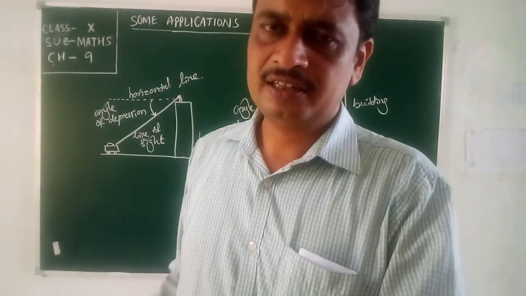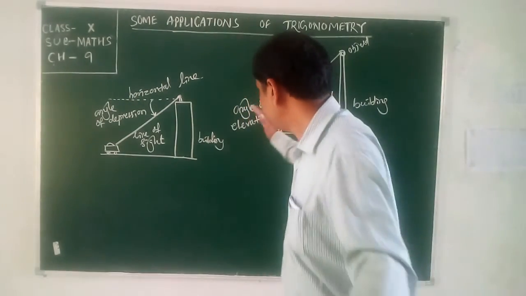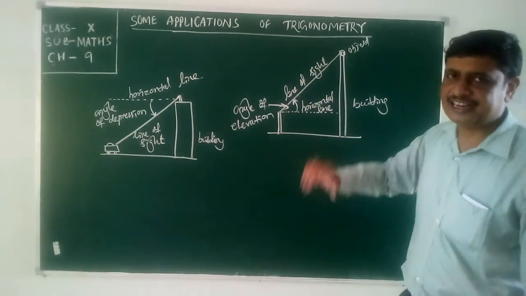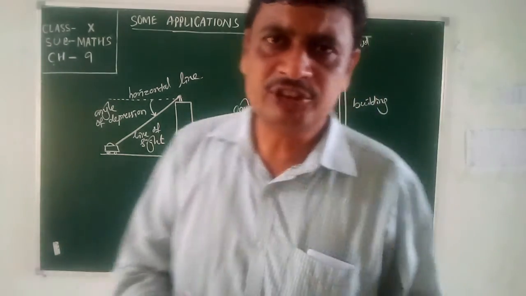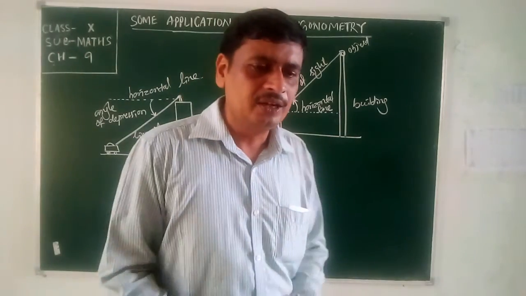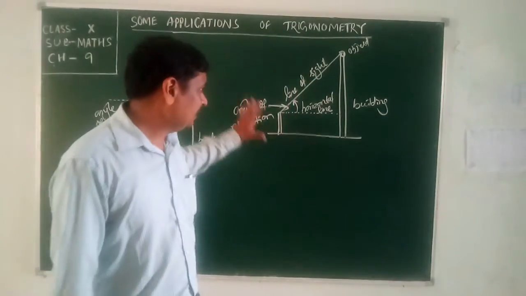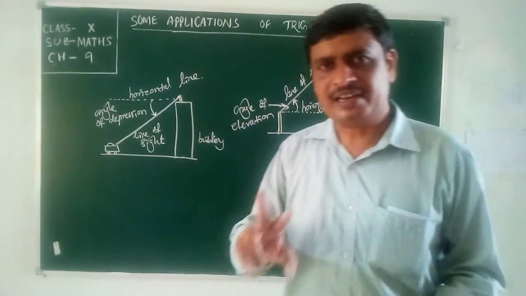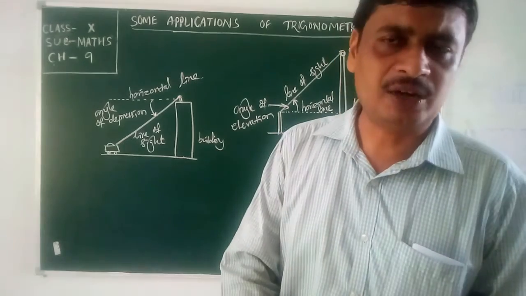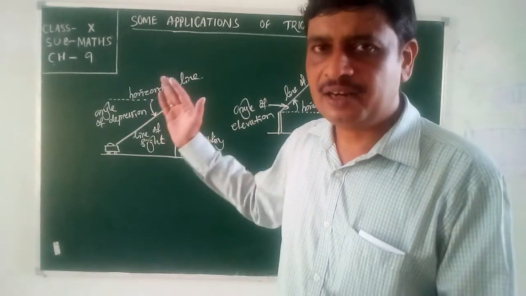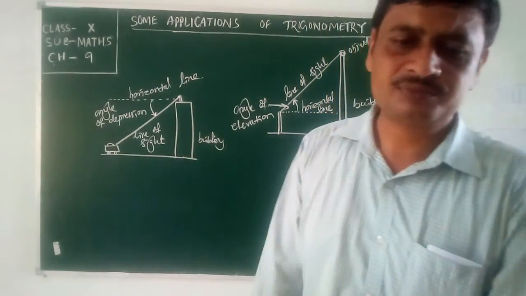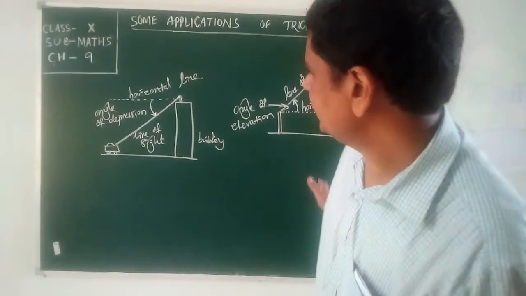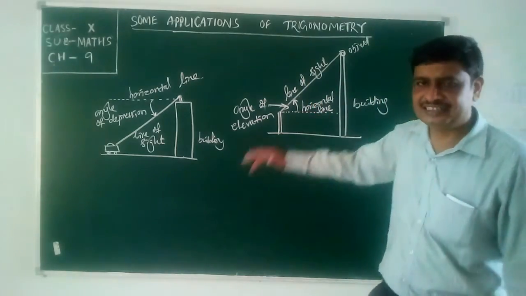By using the height, distance and the angle, that is the inclination between line of sight and horizontal line, if any two of these three are given, then we can find the third one. That is the relation of height and distance. Let's do some examples on the basis of the relation of this height and distance.